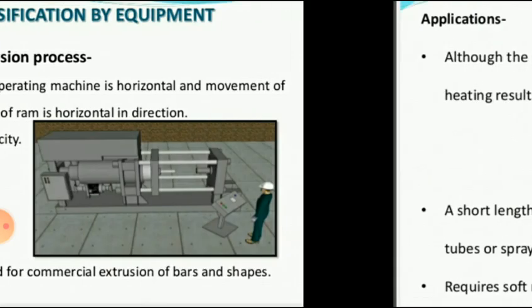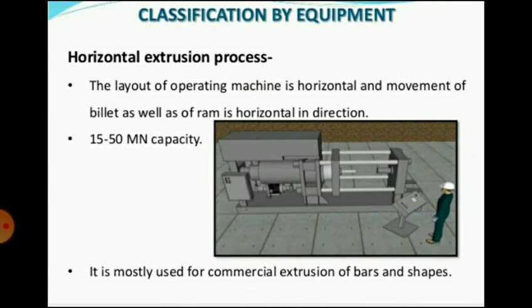These are some applications. The third category of the classification is on the basis of equipment. The first type is the horizontal extrusion process. The layout of the operating machine is horizontal and the movement of the billet as well as the ram is horizontal in direction. So that machine is a horizontal extrusion machine. The capacity is 15 to 50 meganewton. It is mostly used for commercial extrusion of bars and shapes. You can see that machine in the diagram.